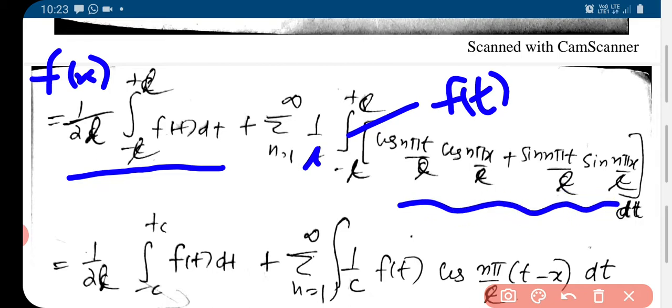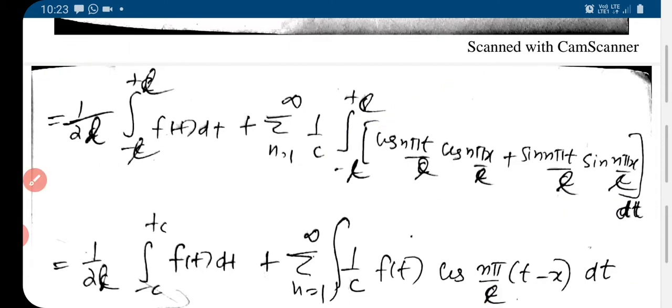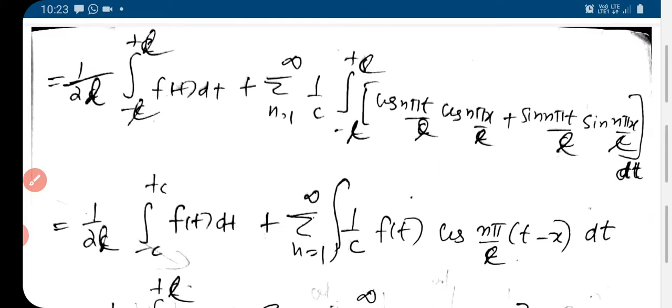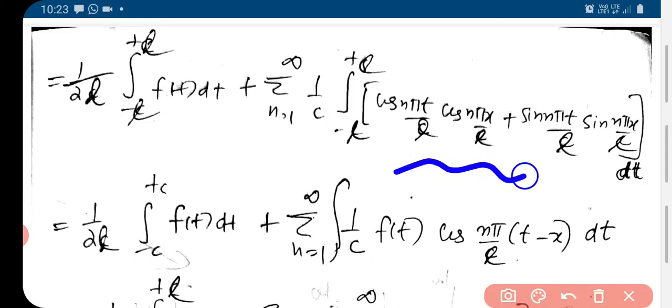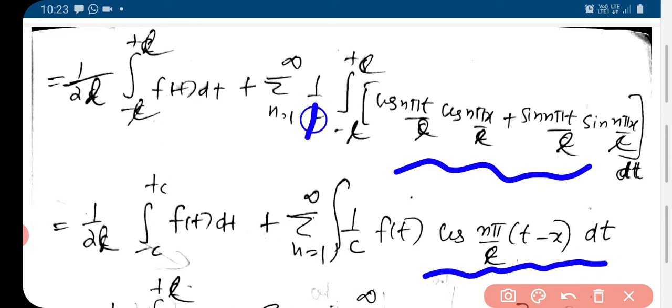and as we look at this, we can see it is of the form cos a minus b. Okay, this is of the form cos a minus b. So we represent this in the form cos a minus b. So we have cos n pi by L (t minus x) dt, and here it is L, here it is also L. This is minus L to plus L. Here also we have minus L to plus L.